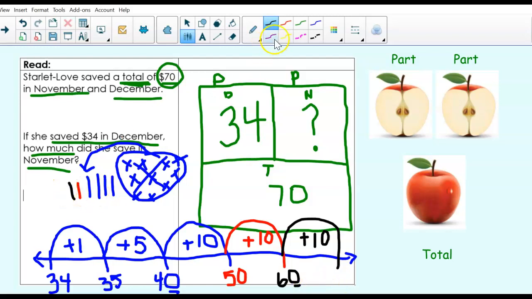Let's add another tens rod here to our picture. 60 plus 10 more is, that's right, 70. And boys and girls, we can stop there because 70 is our total amount.